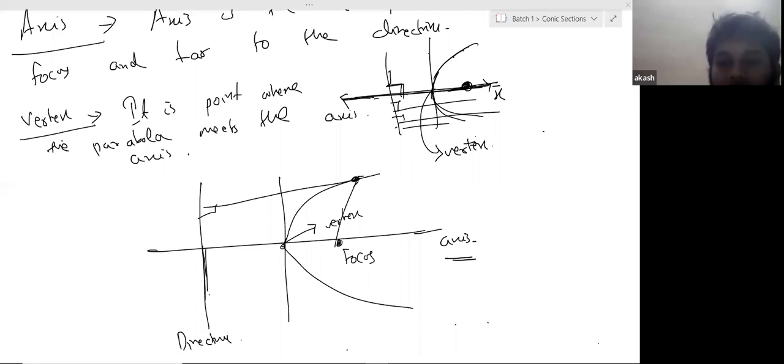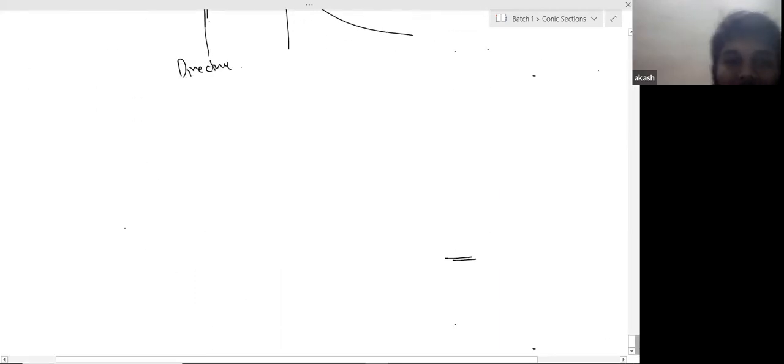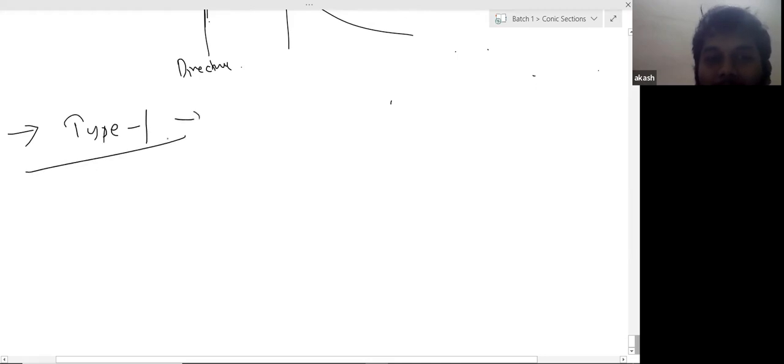All right, let's try to find the equation. Sorry for the disturbances coming from the background. Don't focus on the music, focus on the parabola. All right, type 1: y square equals 4ax.